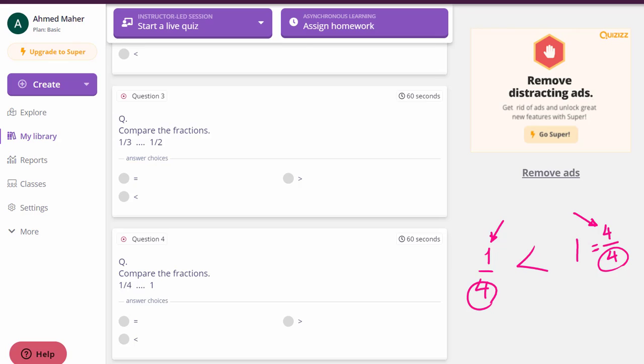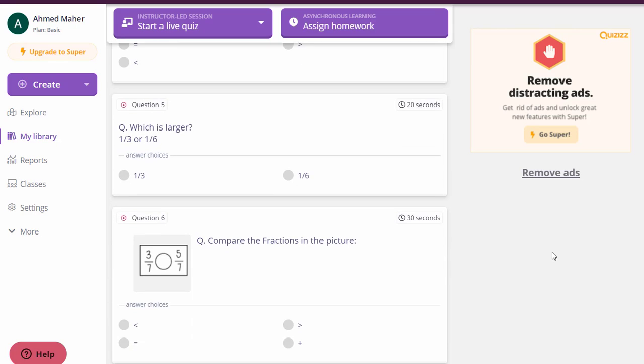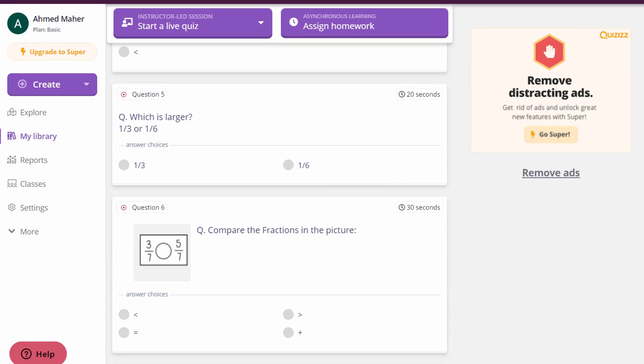Any questions, my heroes? Okay, let's move to the next one. And the next question, Riyadh. Yes, go ahead. Question number 5. Compare the fractions in the picture. 1/3 and 1/6.